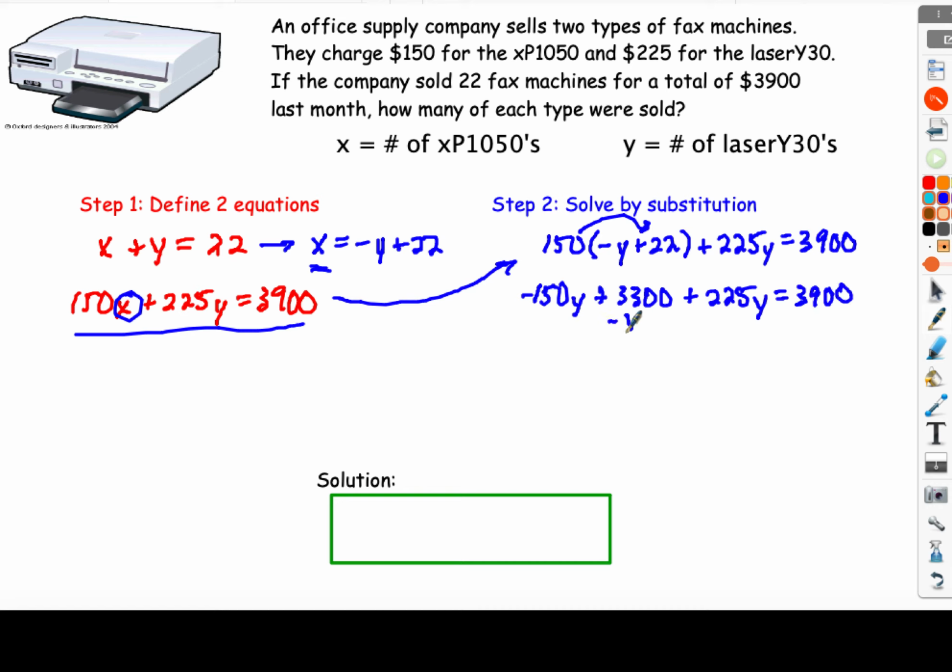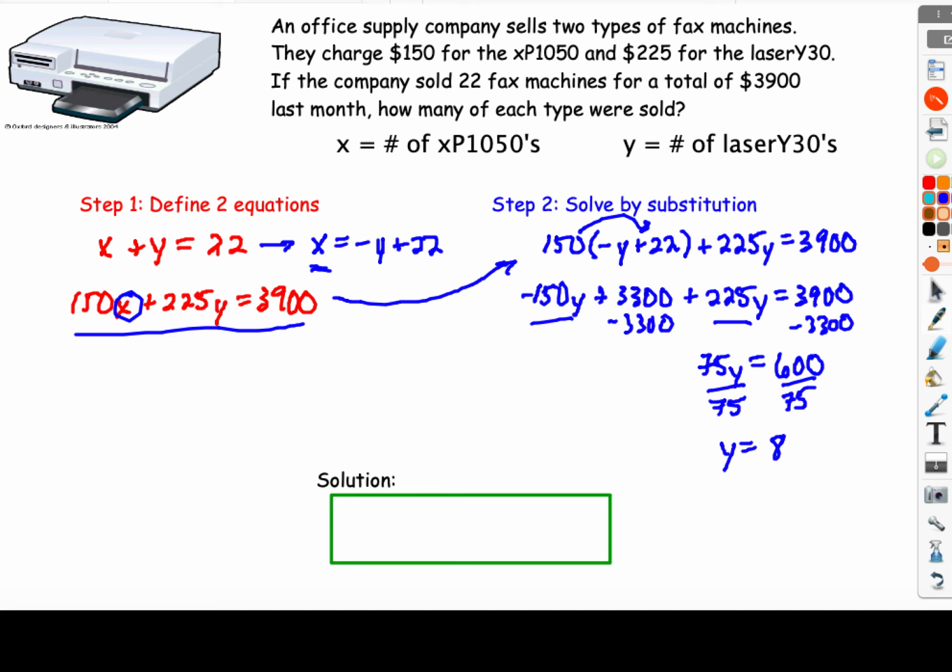I'm going to go ahead and subtract my 3,300 and at the same time add my like terms here. Negative 150 plus 225 is going to be 75y. And if I subtract 3,300 from both sides, that gives me a positive 600. Divide by 75, and y equals, I believe that comes out to a simple 8. Again, you could always double check me on that one, but I'm pretty confident y equals 8.